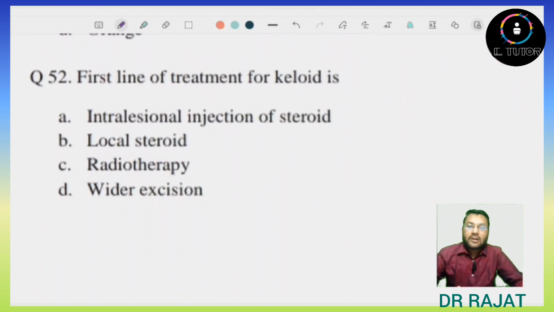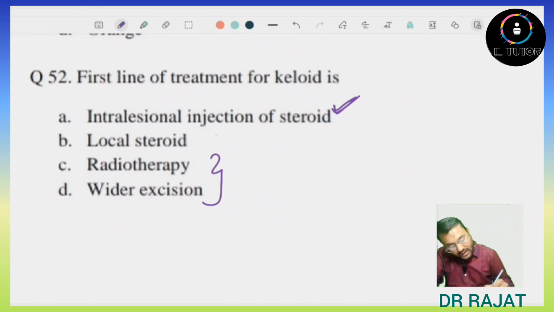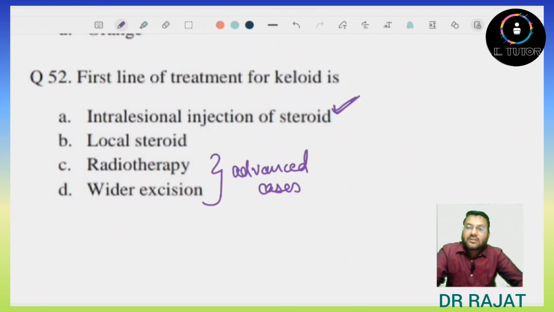First line treatment of keloid is: intralesional injection of steroids, local steroids, radiotherapy, and wider excision. The answer here will be intralesional injection of steroids, because local steroids do not work, and radiotherapy and wider excisions are used in advanced cases. So the answer is intralesional injection of steroids, option number A.